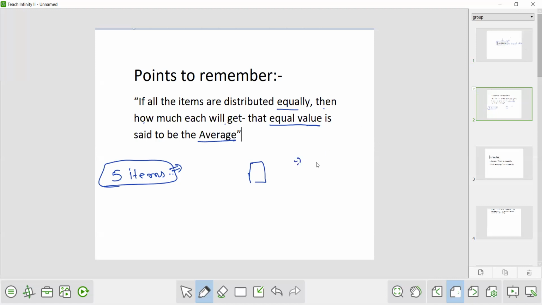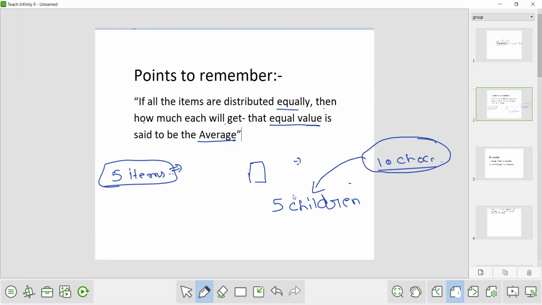Okay, suppose there are 5 children and 10 chocolates. You will distribute these 10 chocolates among these 5 children. So how much will each child get? The value which each child will get will be the average. Each child will get 2 chocolates. So 2 chocolates will be the average.